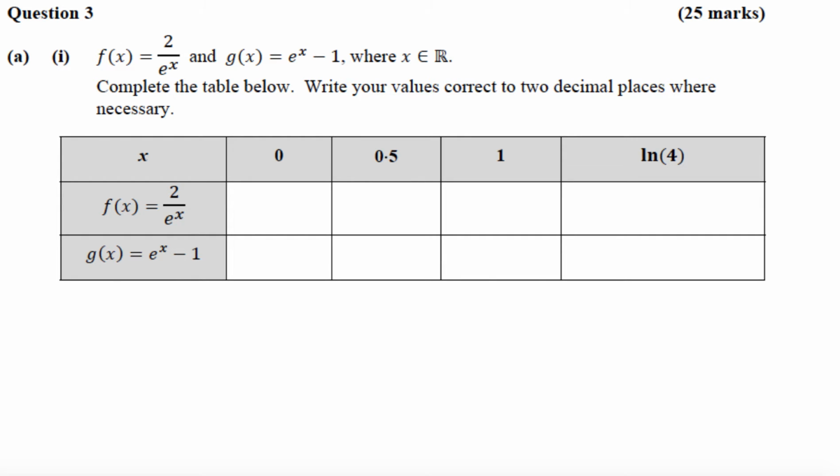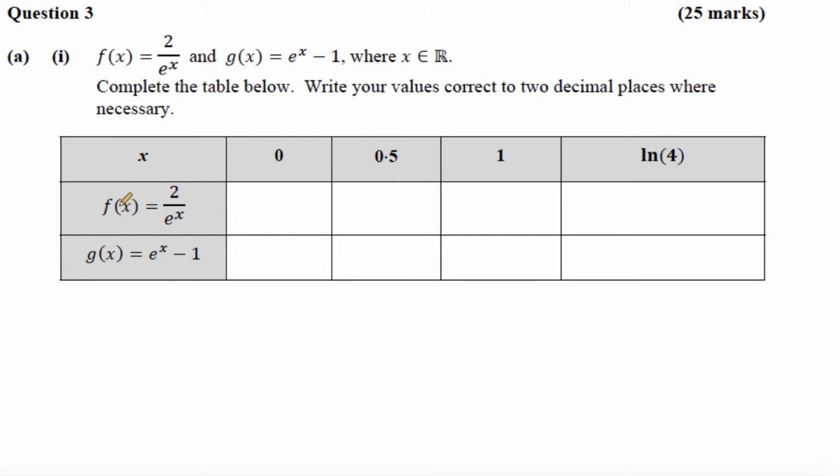So this is the 2016 Leaving Cert Higher Level Paper 1, and we're looking at question number 3. Part A1, the function f of x is equal to 2 over e to the x, and g of x is equal to e to the x minus 1, and x is an element of the set of real numbers. So complete the table below, write your values correct to 2 decimal places where necessary.